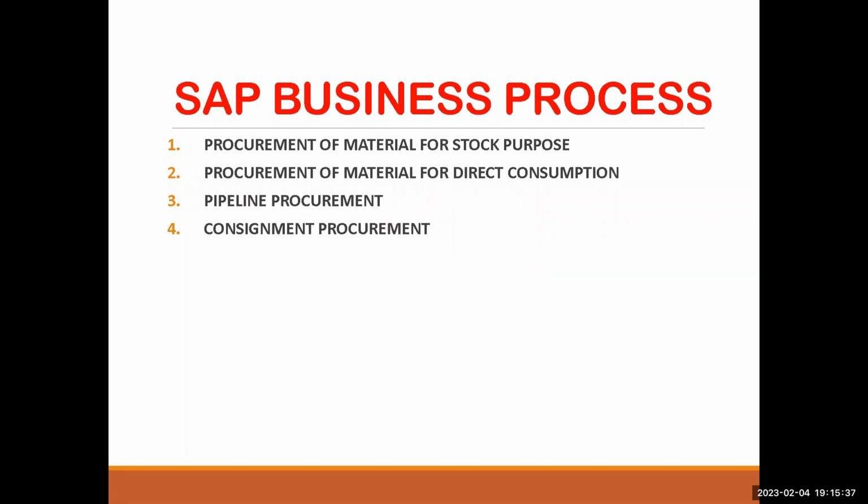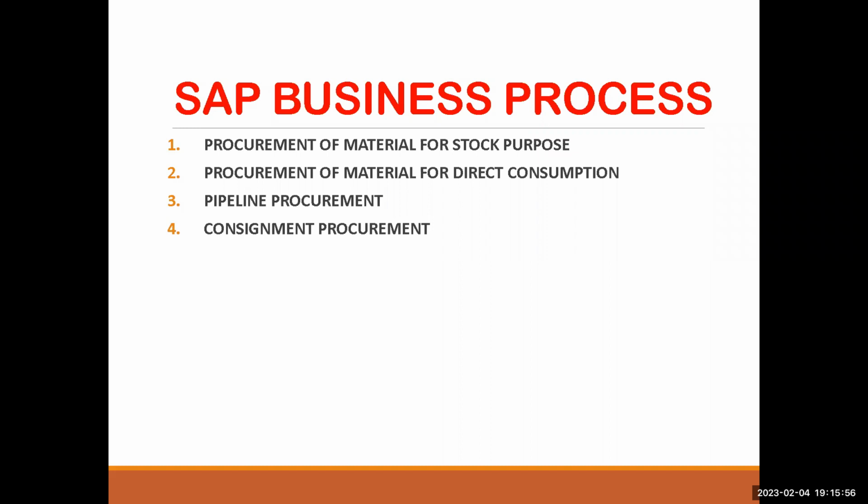When you need some product from that consignment stock, you need to consume it from there, and you need to pay the vendor as per your consumption. Okay, so this is consignment procurement. So basically pipeline and consignment procurement are a similar kind of process.